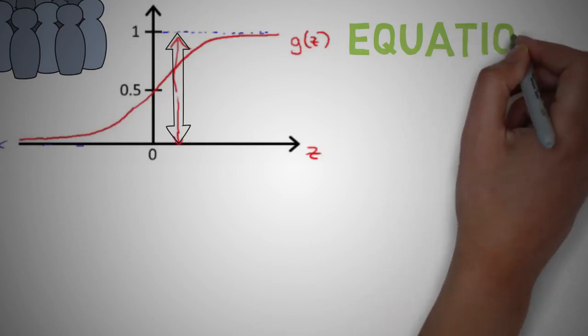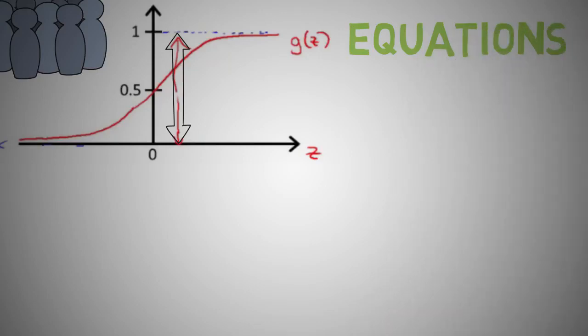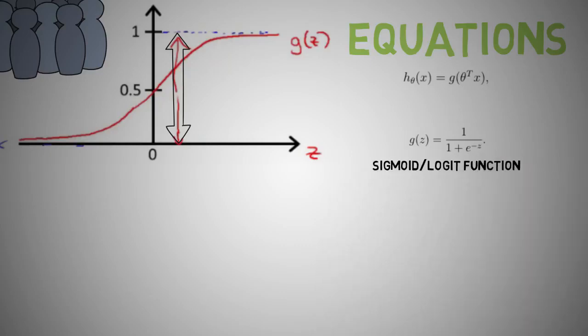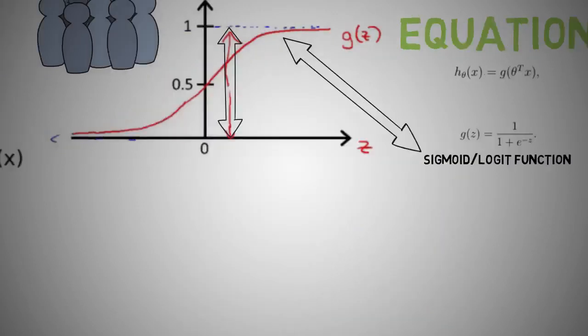Looking at the logistic regression equations, the logistic regression hypothesis is defined as h theta of x, which is a function of g of theta transpose x, where function g is the sigmoid function, which is defined as g of z equals 1 over 1 plus e to the power negative z.